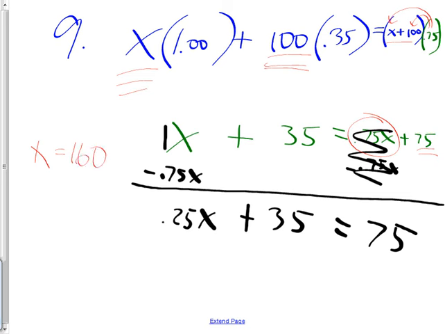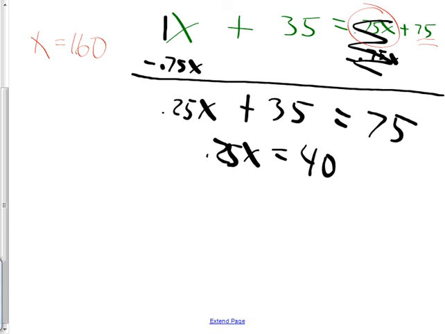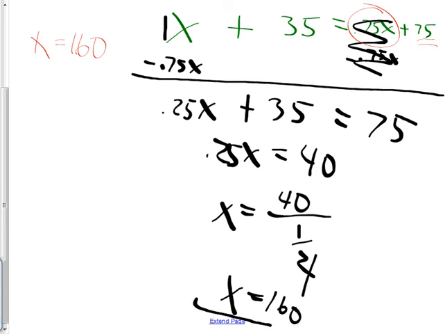I can finish this. It's not that hard. I'm just going to subtract 35. 0.25x is equal to 40. And then I have to divide 40 by 0.25. x equals 40 divided by 0.25. You know what 0.25 is really? It's 1/4. You know what divided by 1/4 means? Divided by 1/4 means multiply by 4. And so 40 times 4, 160. Yep, I can verify 160 is it.